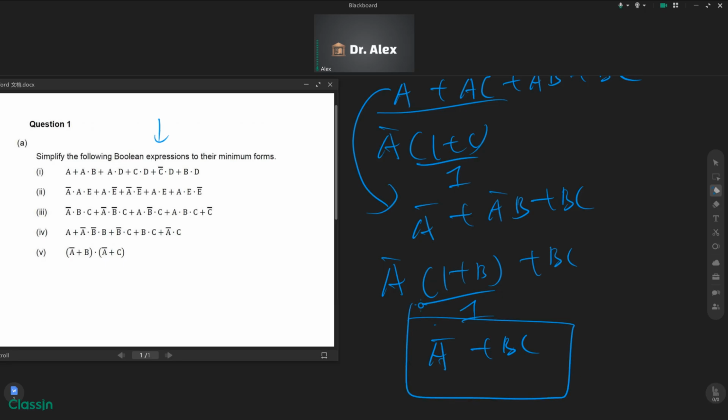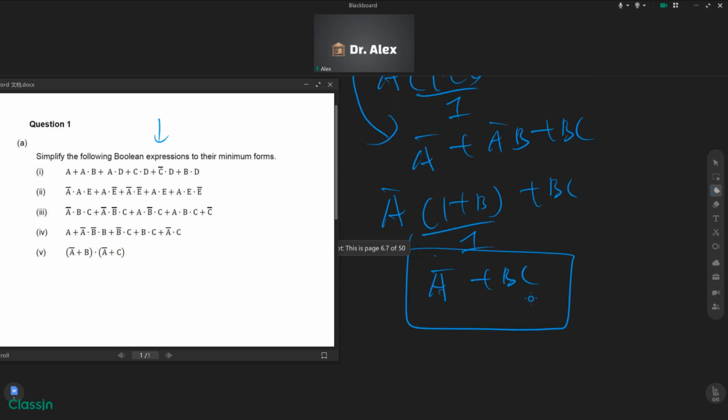I think from these five equations, we can learn the method to simplify the Boolean expressions and get the minimum form. And the next step is to use logic gates to realize this expression. I think that's all for this question 1.